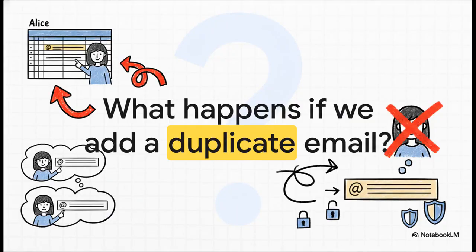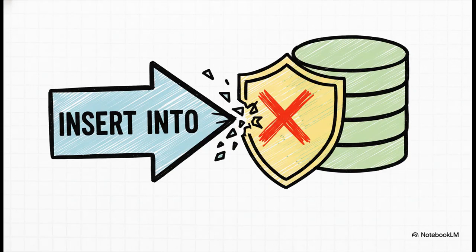So let's ask the critical question. We already have Alice in our database, and her email is alice@example.com. What's going to happen if we try to add a totally new record, but we use that exact same email address? So here we go. We run this insert command. We're trying to add a new student with a new phone number. But look, we're trying to reuse alice@example.com. Now, because we set that unique constraint, the database should say, no way.